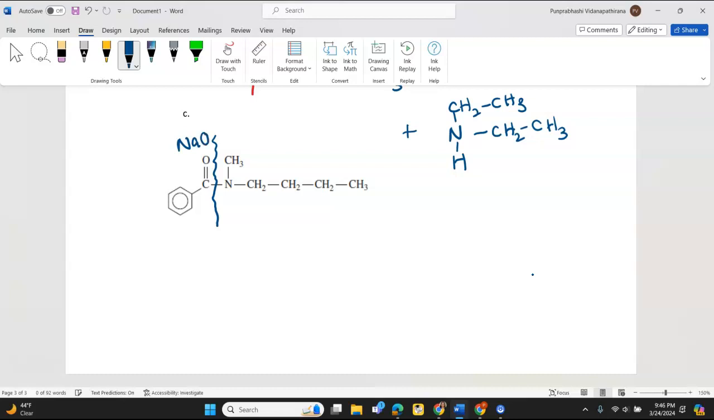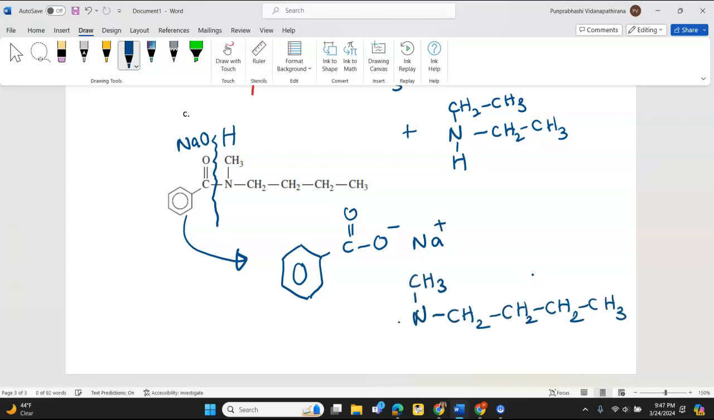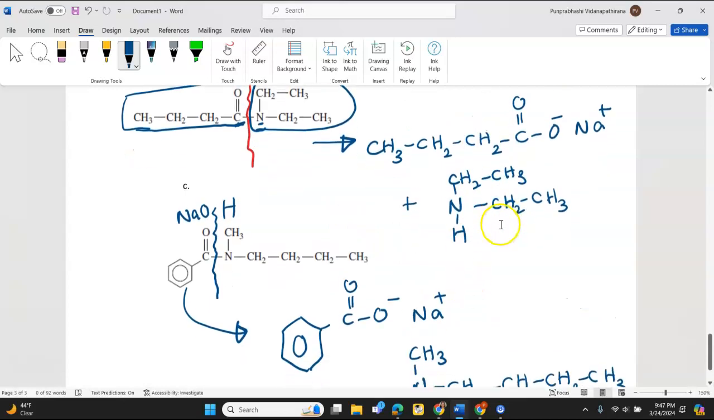and ONa will be in the acid side and hydrogen will be in the base side or the amine side. Now the products would be the sodium salt of the benzoic acid, sodium benzoate, and the amine and one hydrogen, right? So that's the corresponding amine that resulted from this hydrolysis. So these are the base hydrolysis products.